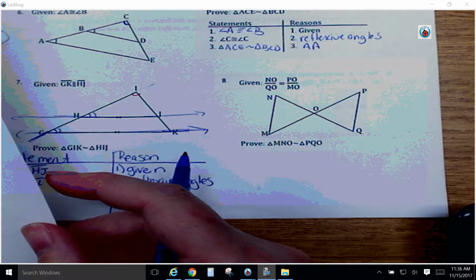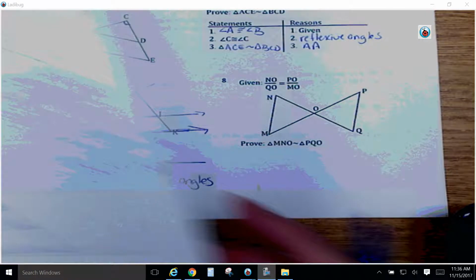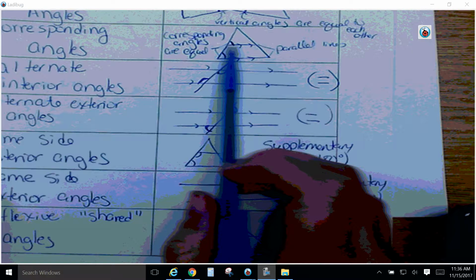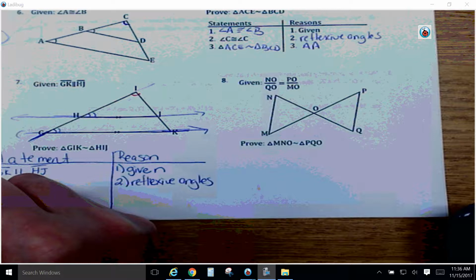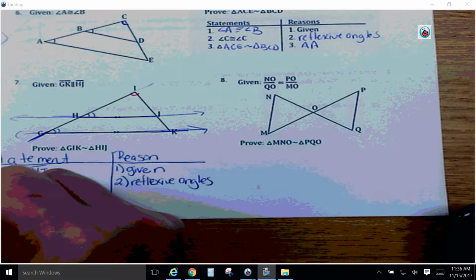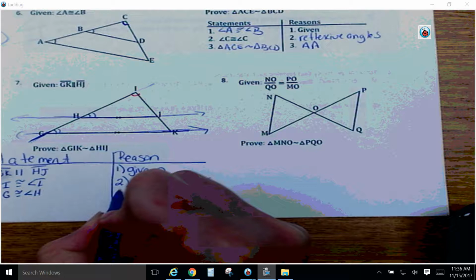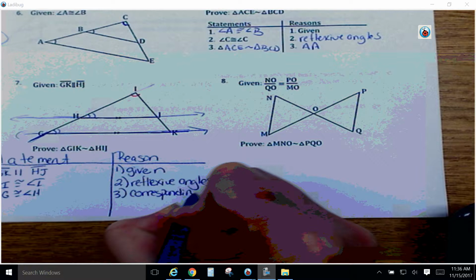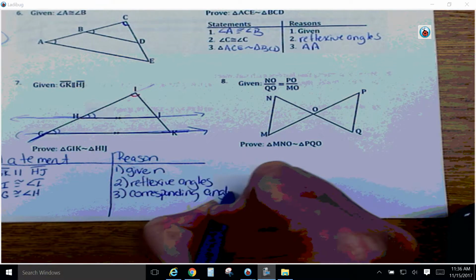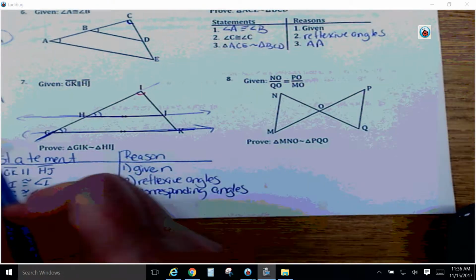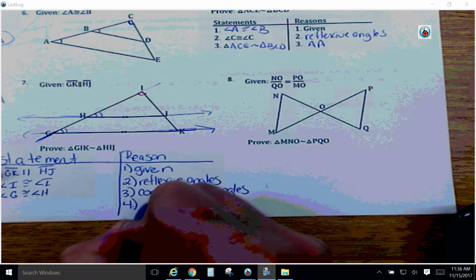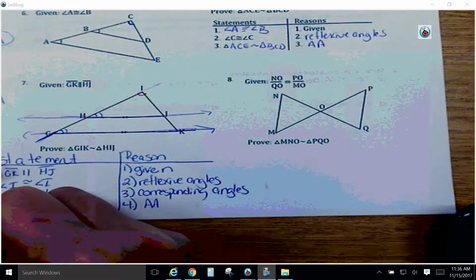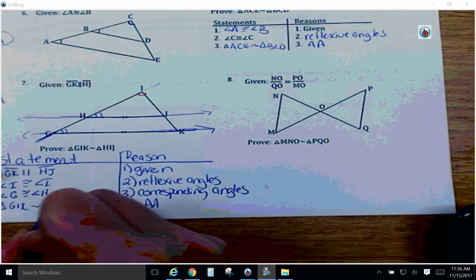So we're going to have to say that they are instead corresponding angles. Do you see that? Because they correspond, they are equal. So we're going to say that angle G is congruent to angle H, and the reason is that they are corresponding angles. Okay, so now we have 2 angles here. So we know that we can use angle, right? So we can say that triangle GIK is similar to triangle HIJ.